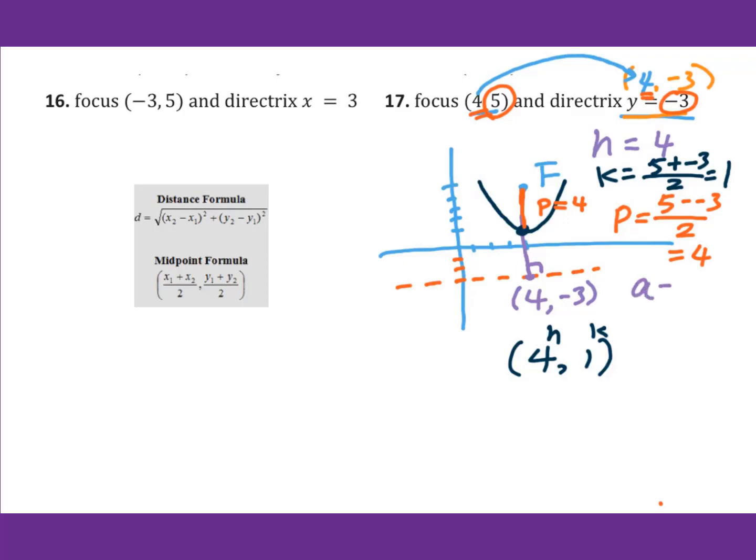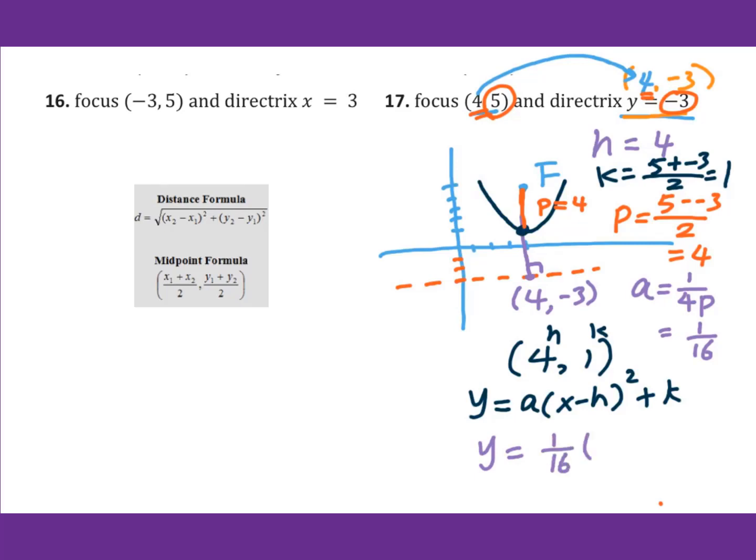Then a will be positive 1 over 4p, meaning 1 over 16. Therefore, the standard form for the parabola will be y equals a(x minus h) squared plus k. So we plug in y equals 1 over 16 times (x minus 4) squared plus 1.